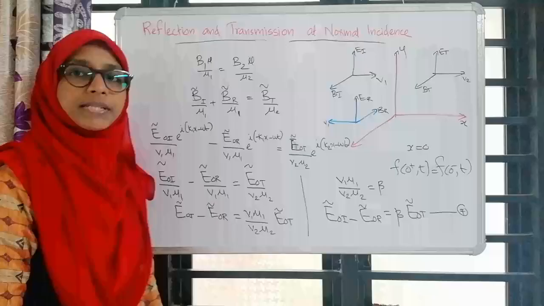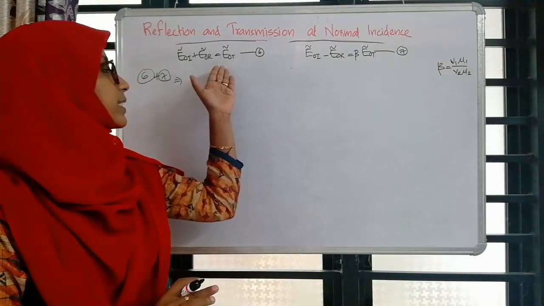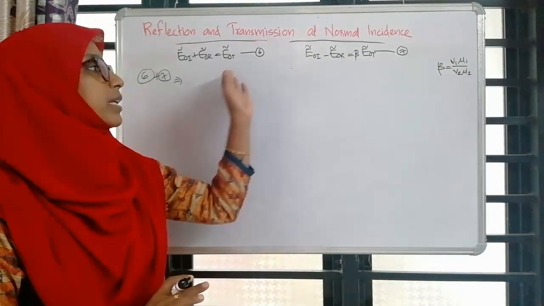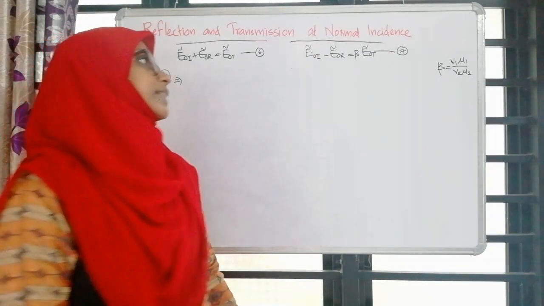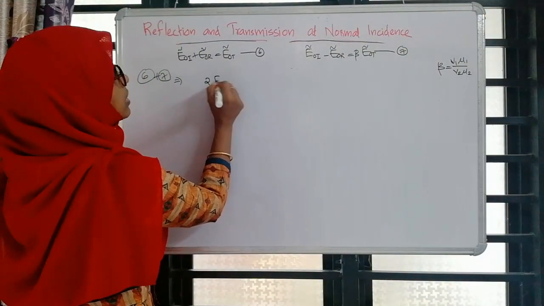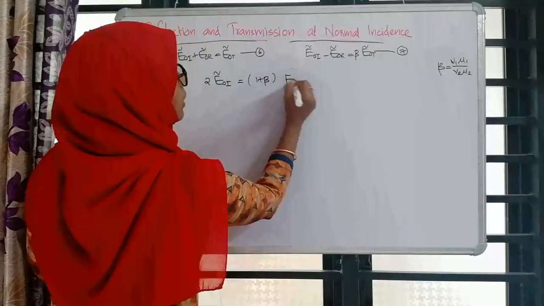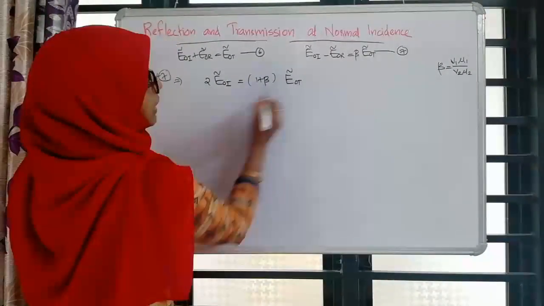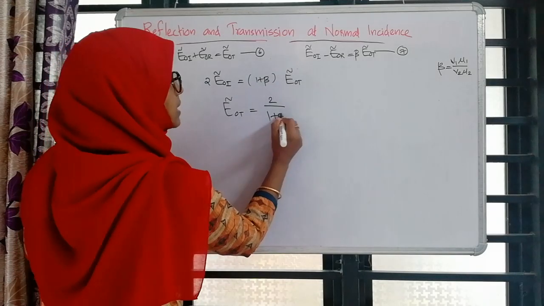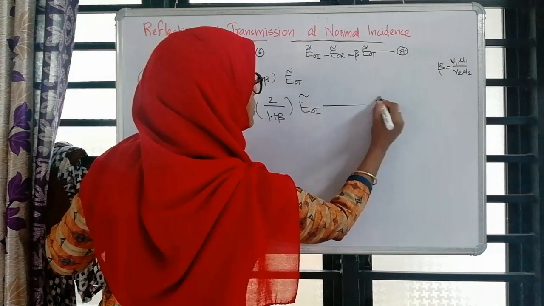This is the second boundary condition, with the relation for complex amplitudes of reflected, incident and transmitted waves. We need to get the expression for the reflected amplitude and transmitted amplitude in terms of the incident amplitude from these two boundary conditions. So to get that, I am going to add equations 6 and 7, which gives 2E_0I is equal to 1 plus beta into E_0t. By rearranging, I get the relation E_0t is equal to 2 by 1 plus beta times E_0I. I am going to give it as equation number 8.